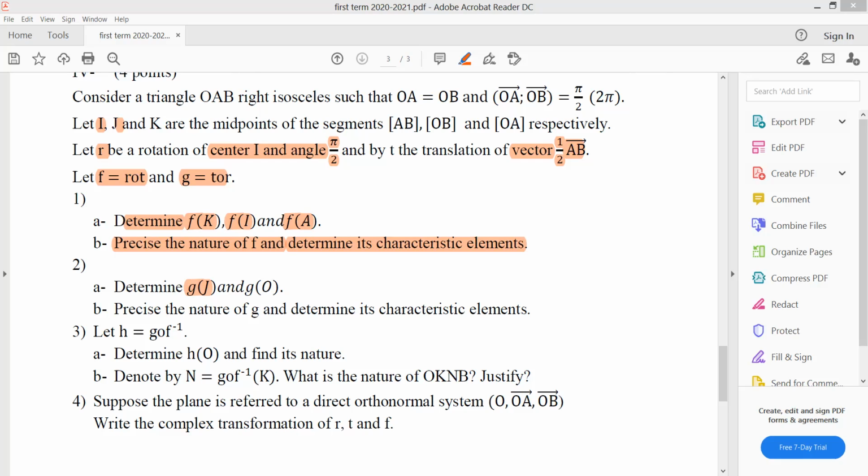So the rotation of j is k. Now the translation of k by half AB is j. So the translation of k equals j. Why? Since kj equals half AB.